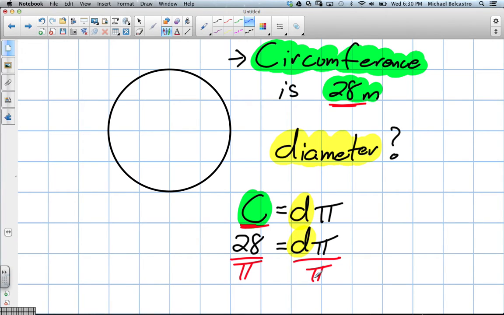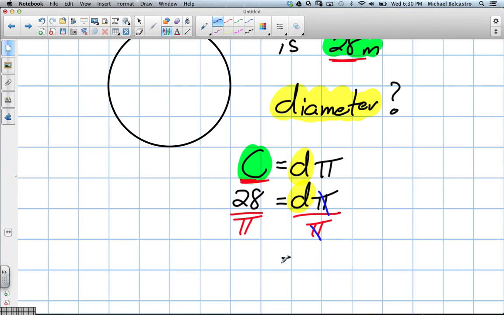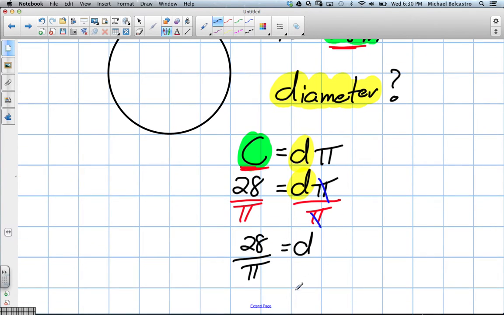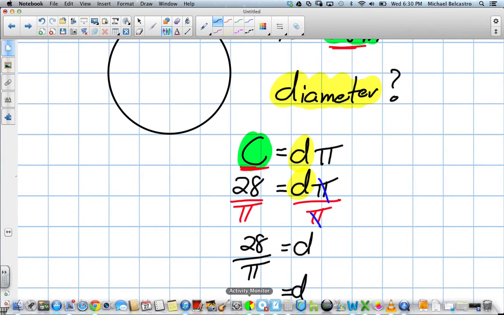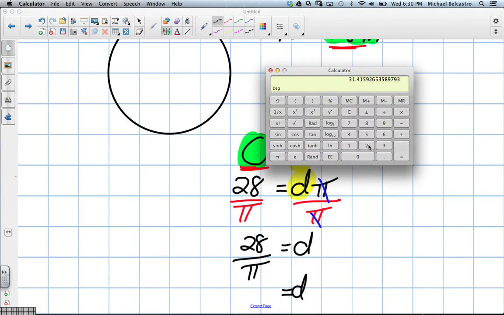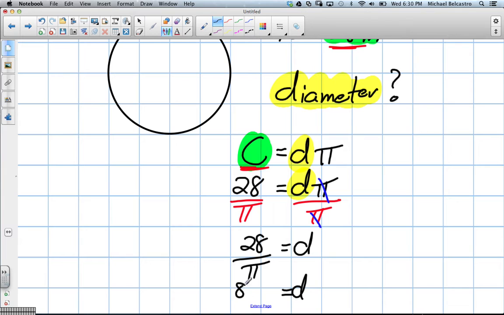What's happening here is pi divided by pi, usually you guys call it canceling out. It's known as creating a 1, but you're right, the fast way to remember it is canceling out. So now we're left with the diameter is equal to 28 divided by pi. That's where our calculators kind of kick in. Let me take out our calculator. We have 28 divided by pi equals 8.91, we'll say.